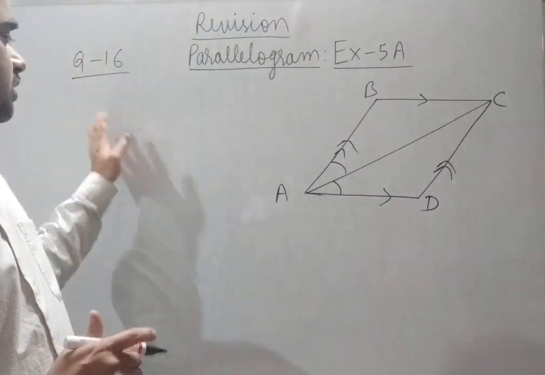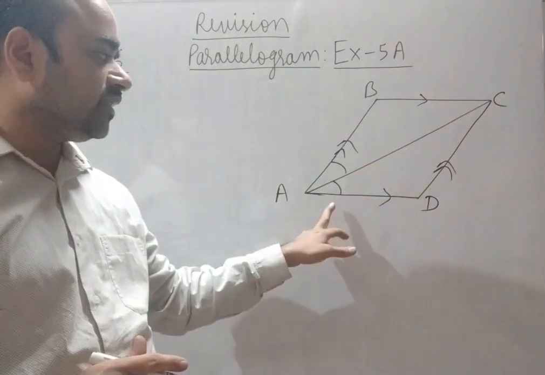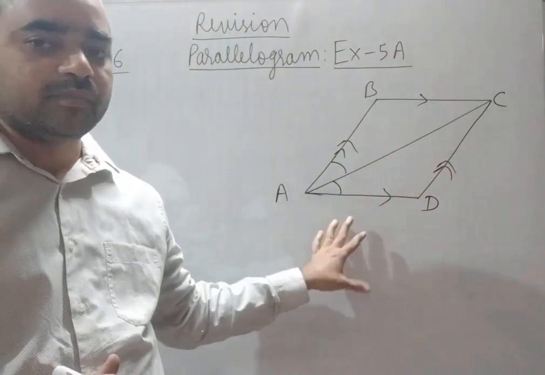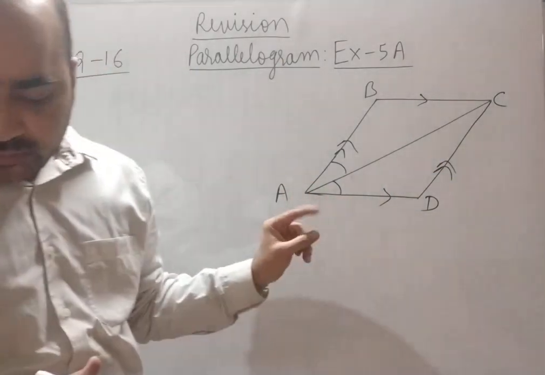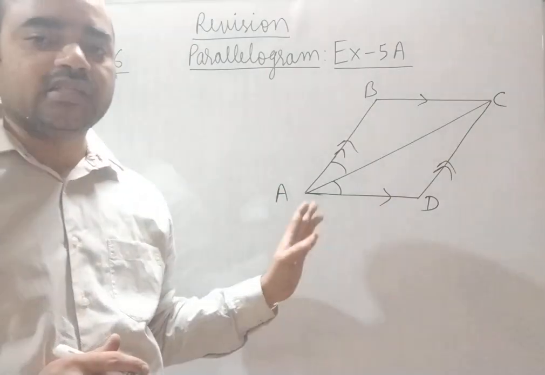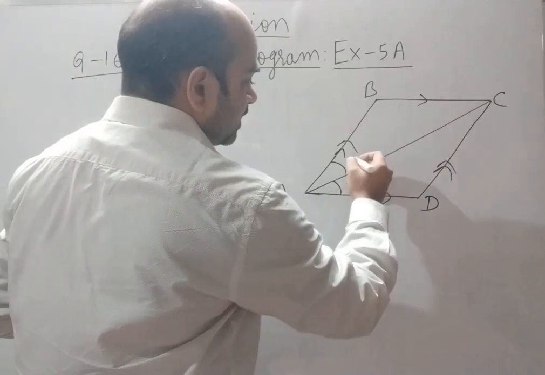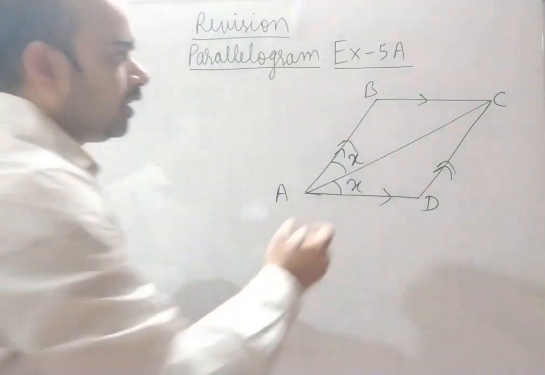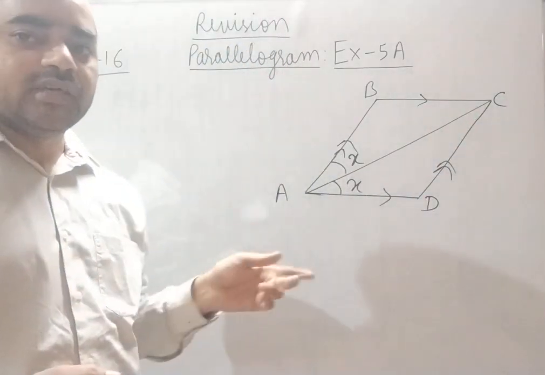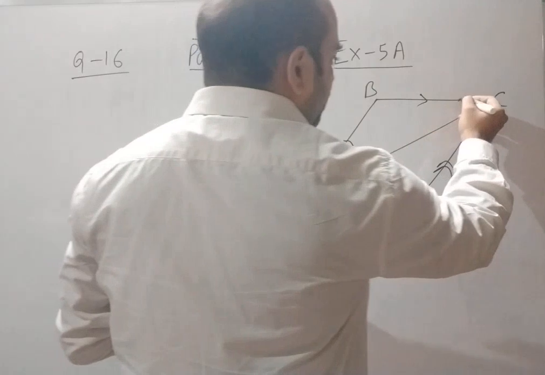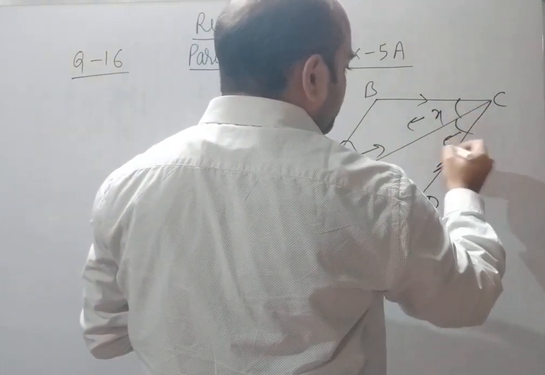So next question number 16, ABCD is a parallelogram if the diagonal AC bisects angle A. Two things are given, parallelogram and diagonal AC bisects angle A, then prove that first part AC will bisect angle C also. Okay. If AC bisects angle A, we can take both as X and X, correct? Now ABCD is a parallelogram, it means AD is parallel to BC. So using alternate interior angle theorem, this will be also X. Since this is X, this will be also X.